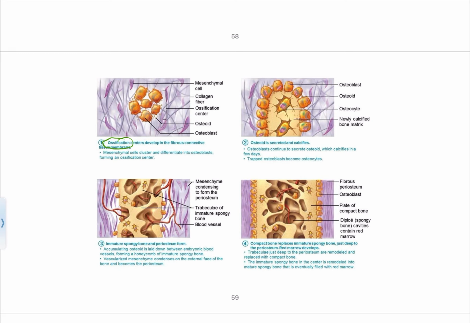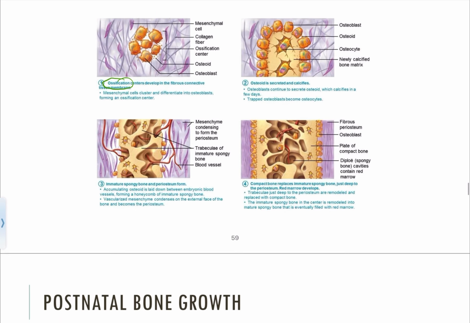Another thing to keep in mind is that we don't have a medullary cavity in any of these bones when we're talking about our flat bones that make up our skull or our clavicle. So that means because we don't have a medullary cavity, we don't need any osteoclast activity. So that's another major difference.